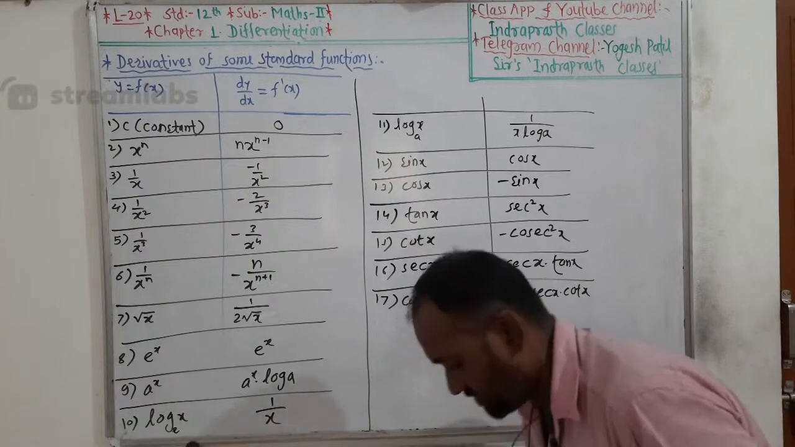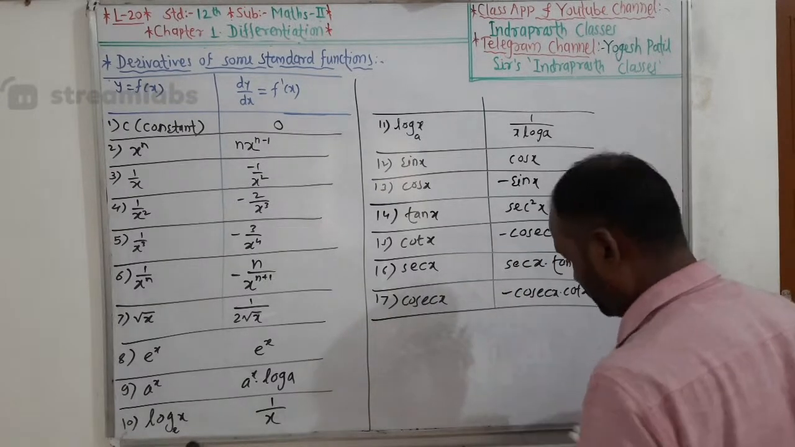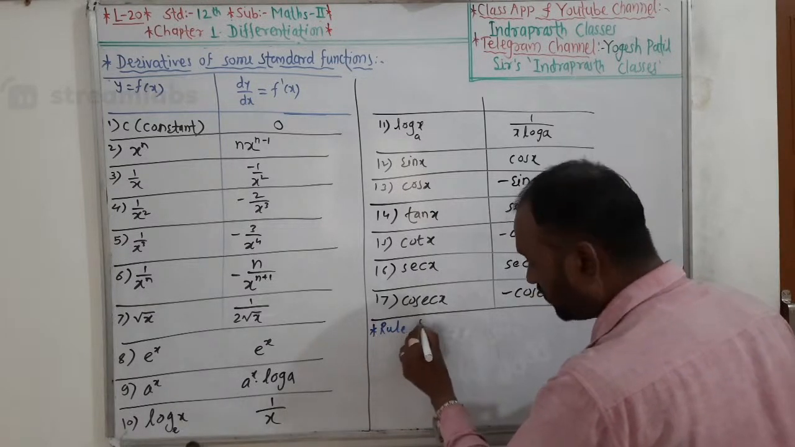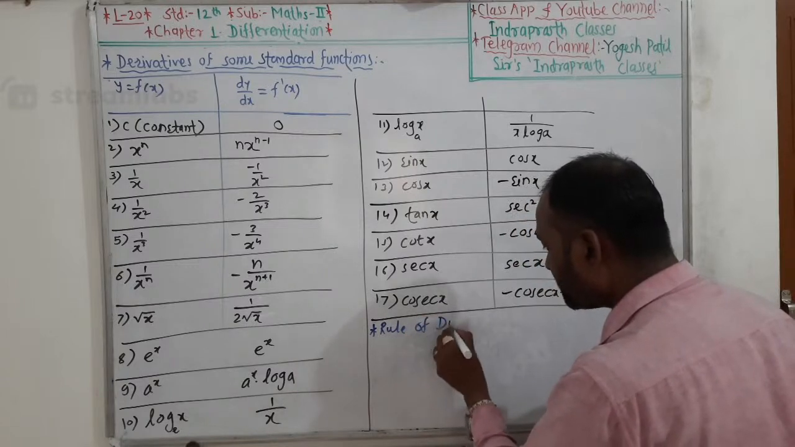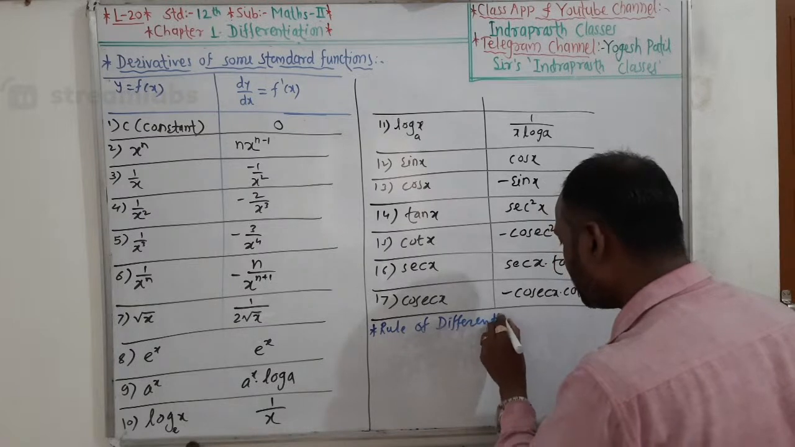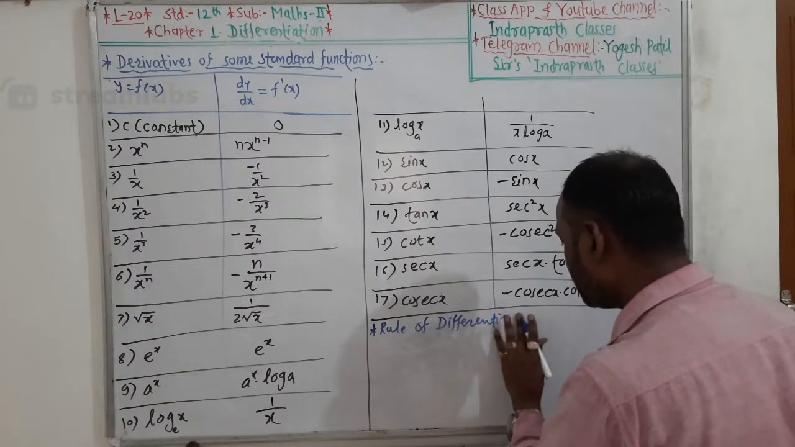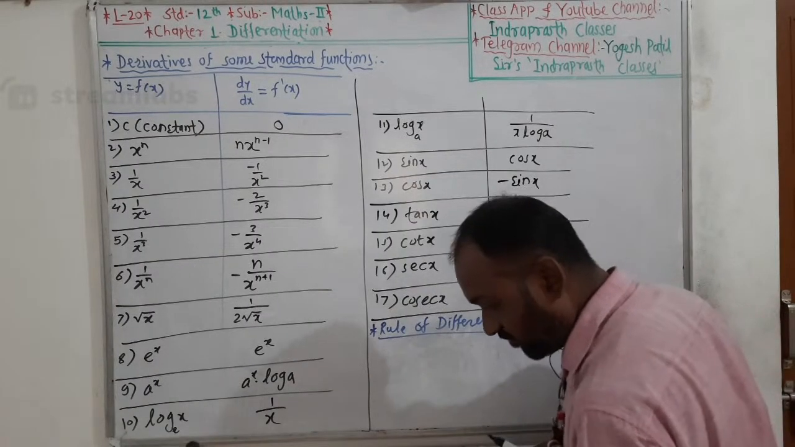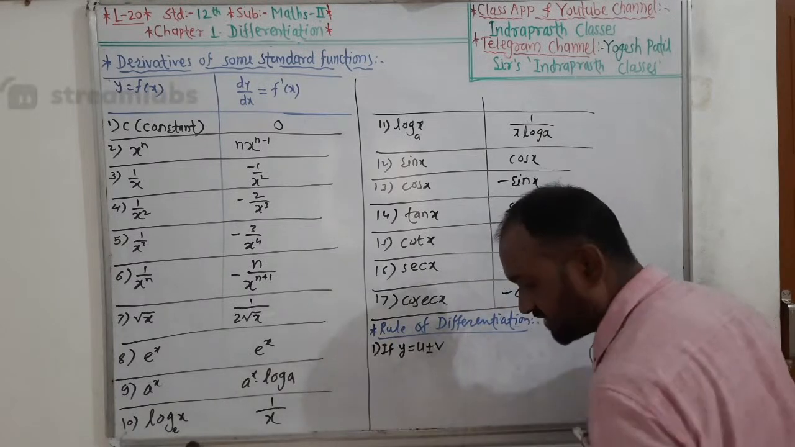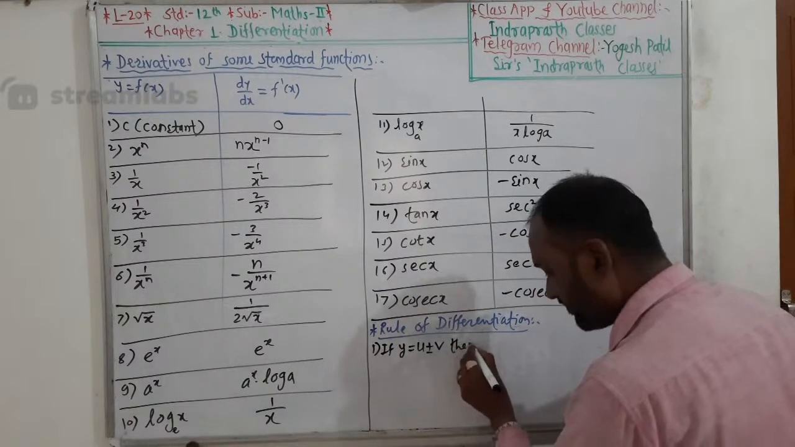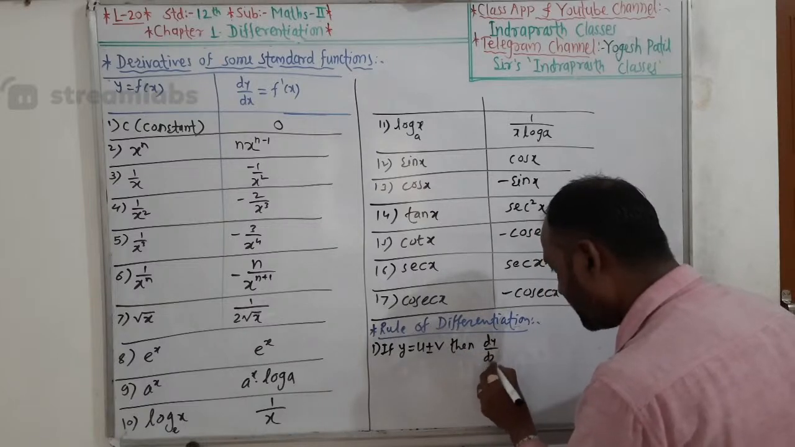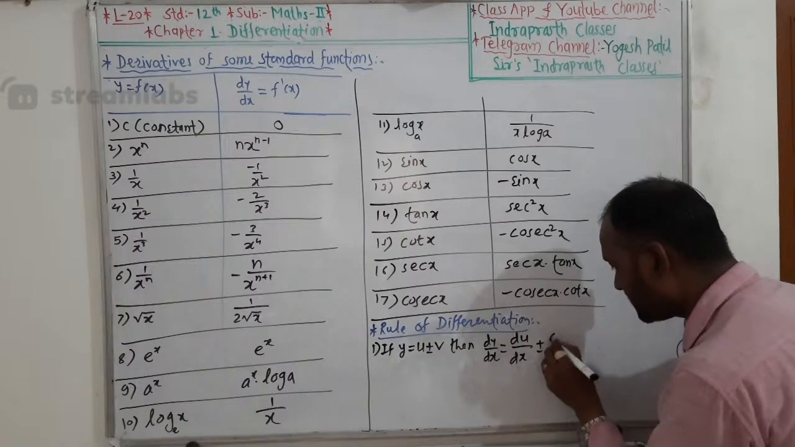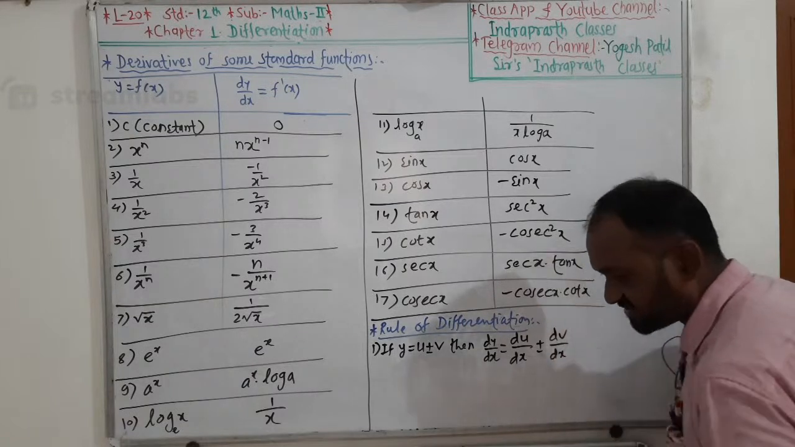Okay, done. Then rules for differentiation. The first rule is for addition and subtraction. Then dy by dx is equal to du by dx plus or minus dv by dx.